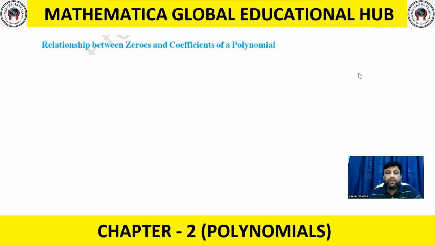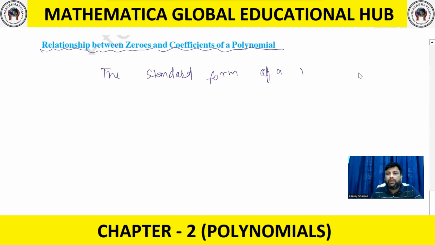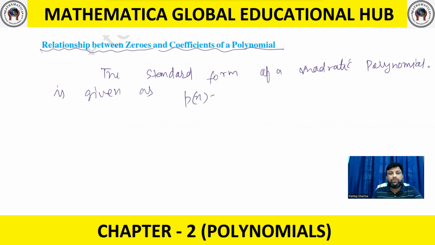Hello students, in this video we are going to discuss the relationship between the zeros and coefficients of a polynomial. Yes, so you can see, if I am talking about the standard form of a quadratic polynomial, it is given as p(x) = ax² + bx + c.